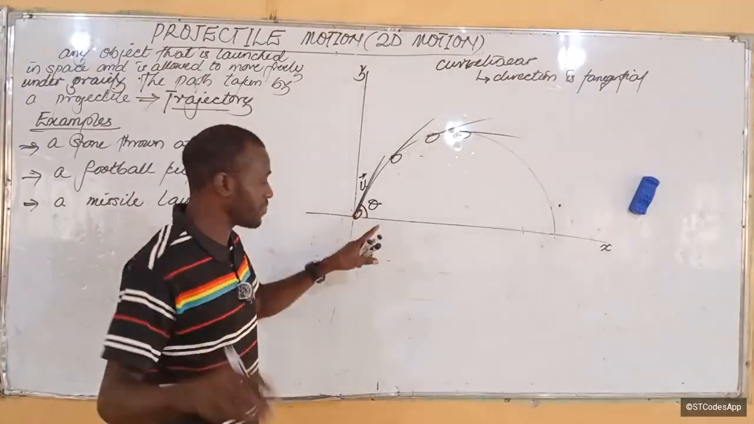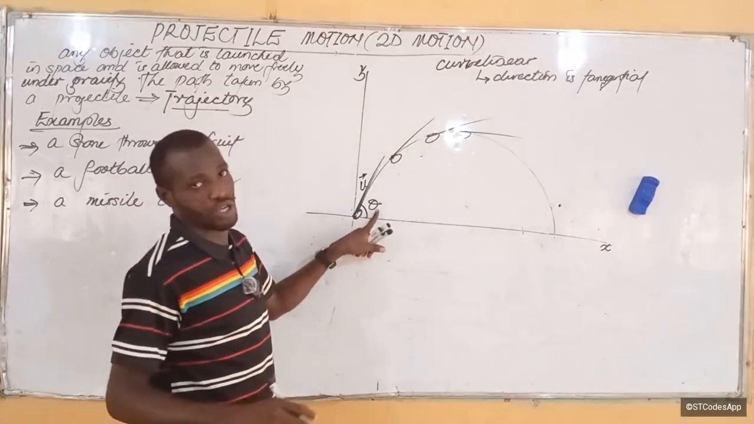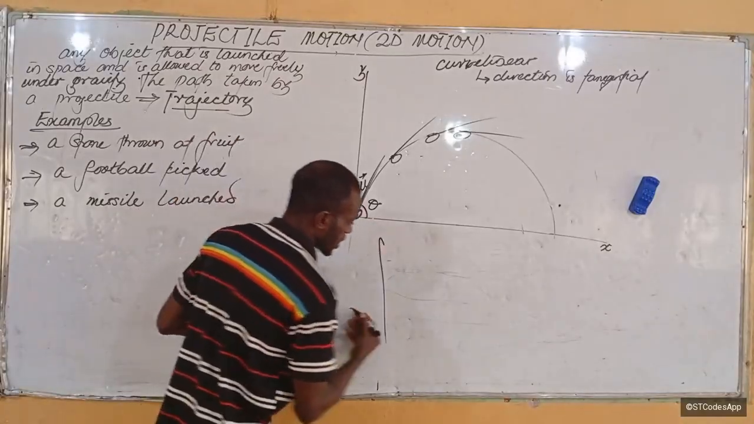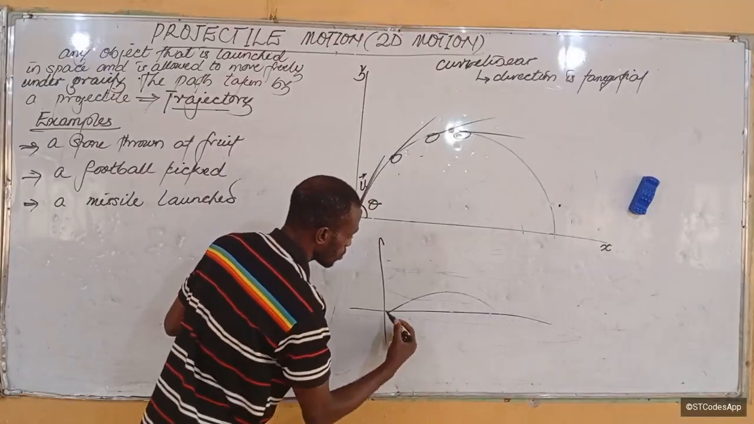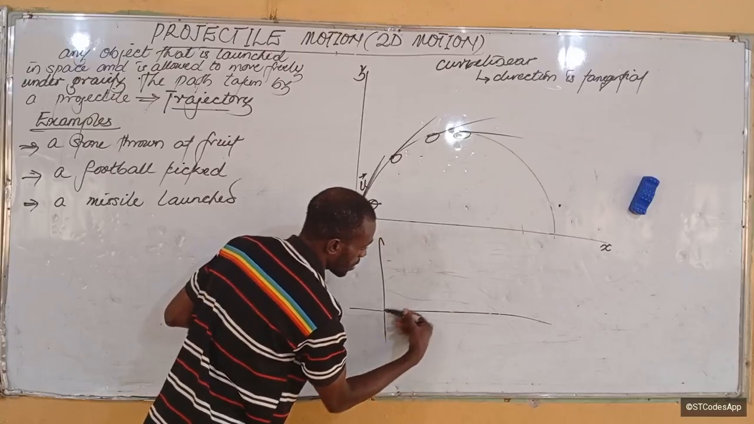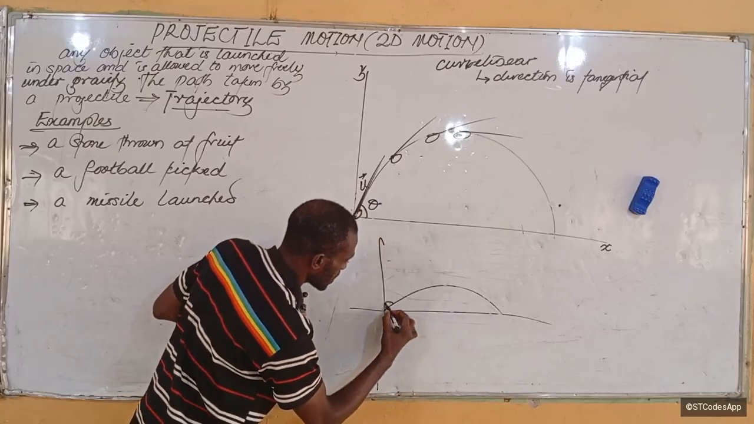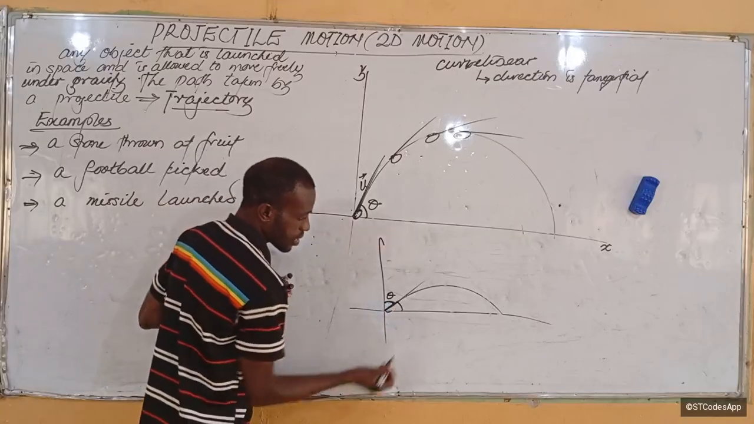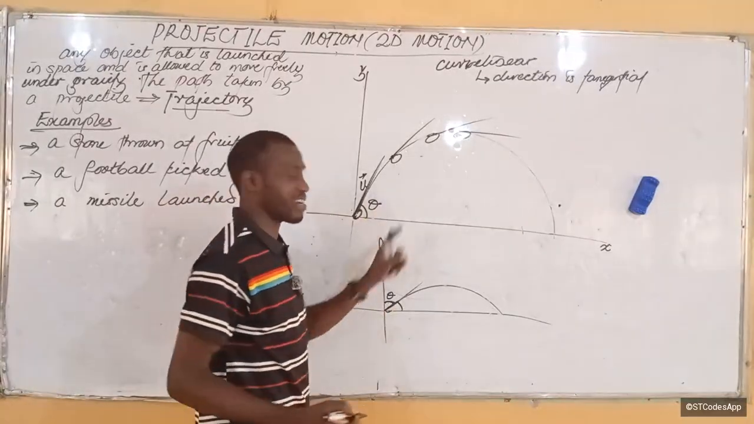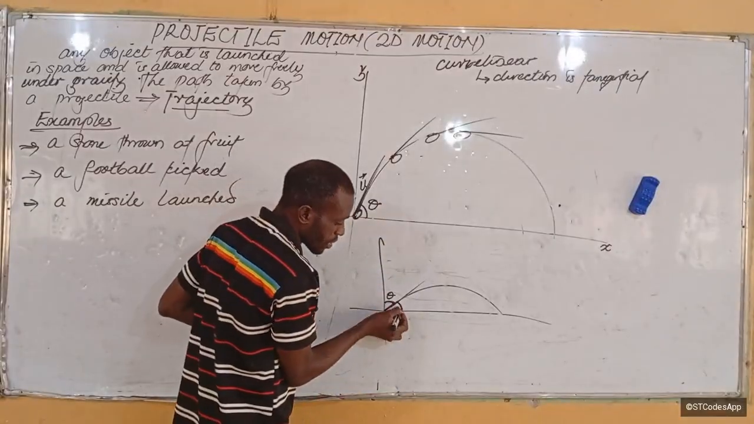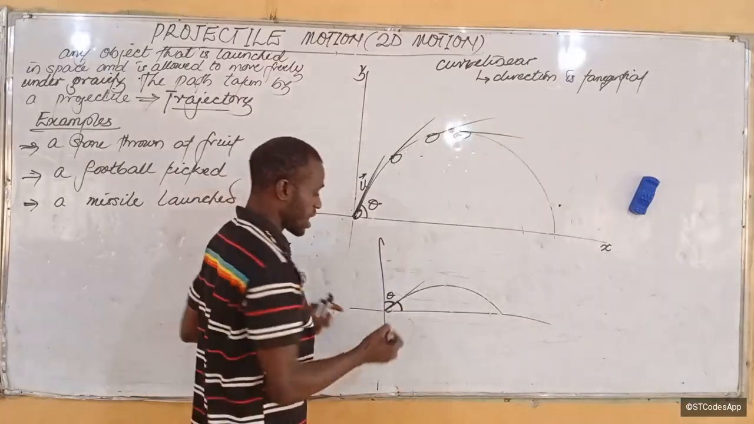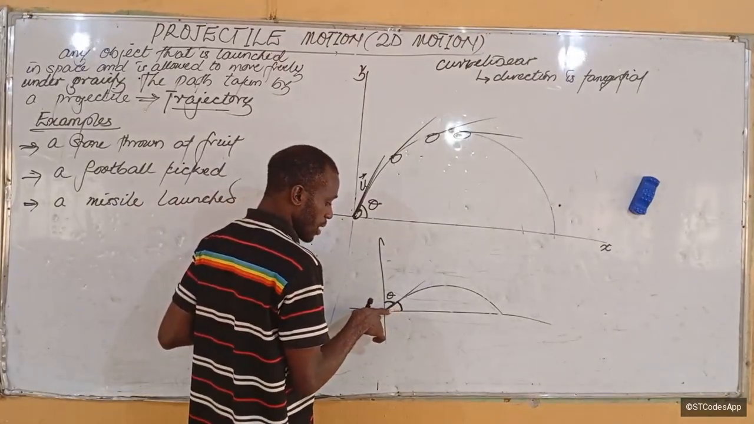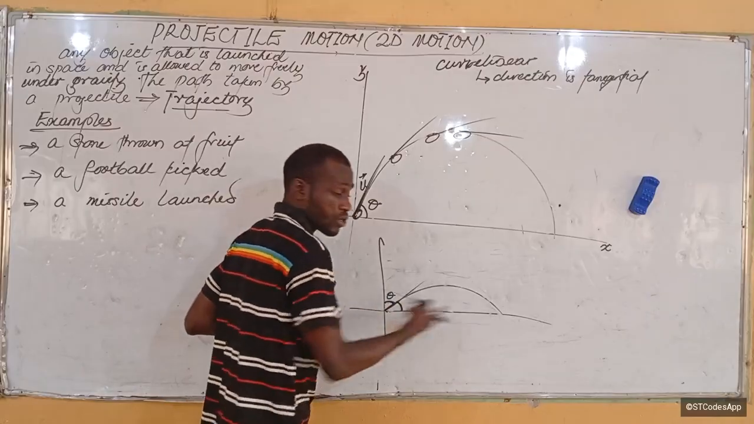Remember, listen carefully, that I said it is launched at an angle to the horizontal, because in A-level classes, I'm going to give you a projectile that is launched at an angle to the vertical. For example, if I say this is launched at an angle theta to the vertical, and you want to calculate with the equations we are going to derive here, these equations will be derived with respect to a projectile launched at an angle with respect to the horizontal.